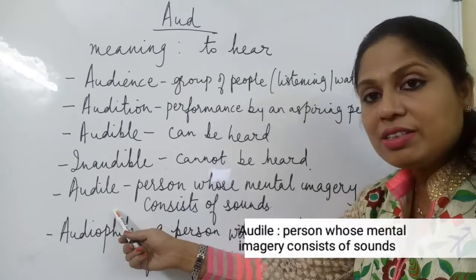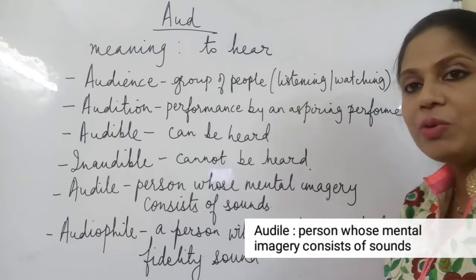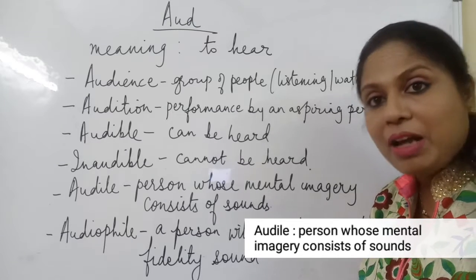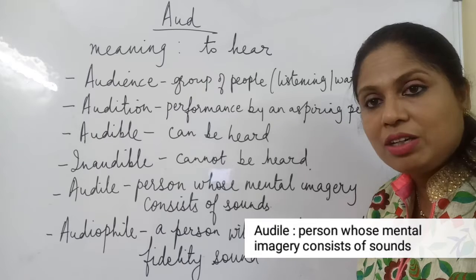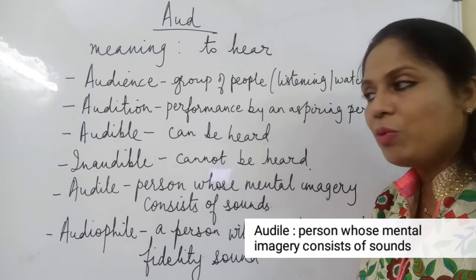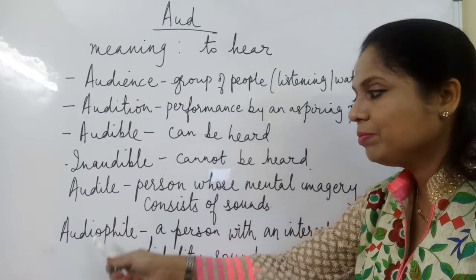Audile. Audile is a noun. It means a person whose mental imagery consists of sounds. So it could be a blind person as well who cannot see or who can see very little. And the person thinks more in terms of sounds. So audile.